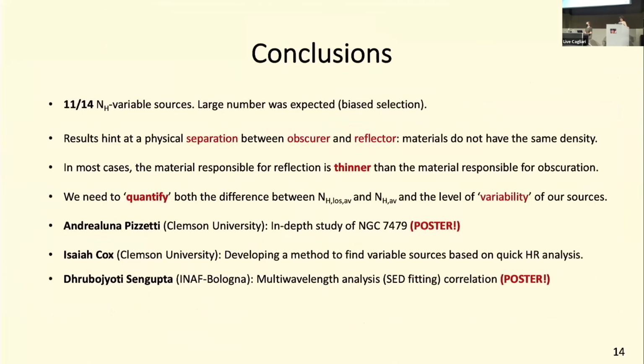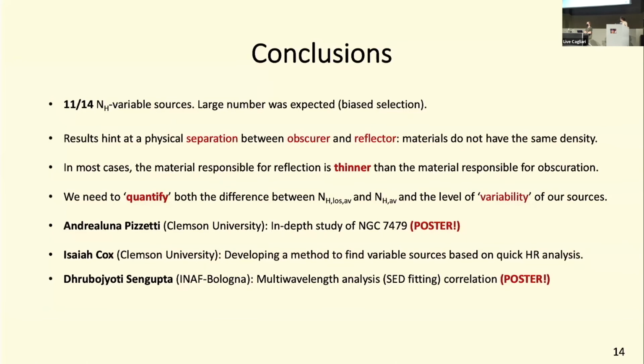So here for some conclusions, I will just say that 11 out of the 14 sources that we analyzed turned out to be NH variable. This is not really surprising that there's such a large number because we selected this sample so that we could find NH variable sources. So we started from a biased point of view. This has not surprised us. However, our results do seem to hint at a physical separation between the obscurer and the reflector in the torus. The two materials do not seem to have the same density. In most cases, in fact, the material responsible for reflection is thinner than the material that's responsible for obscuration.